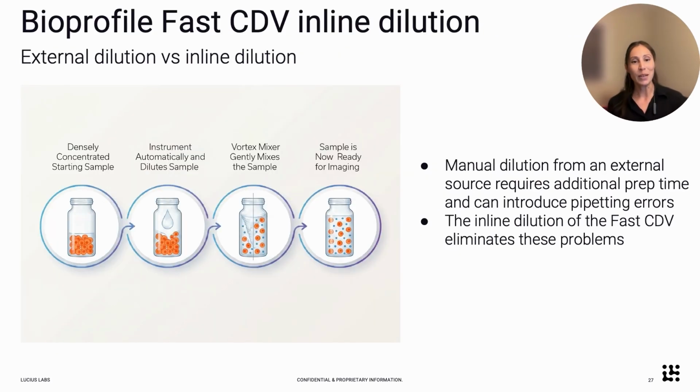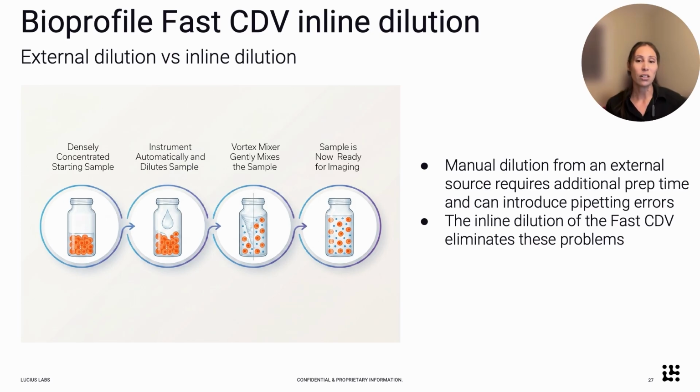So in the last little bit about the FAST CDV, one of the key highlights for this instrument is, of course, the inline dilution. With some cell densities, there may be the requirement for external dilution versus an internal dilution. With the FAST CDV, there is an inline dilution if there is the need for a dilution. And of course, manual dilution from an external source can introduce additional prep time as well as variability from introducing pipetting errors.